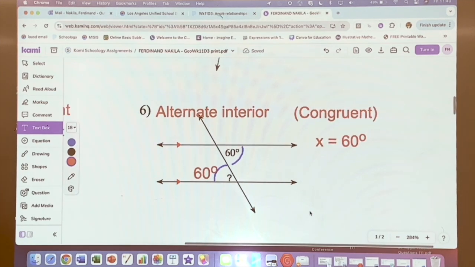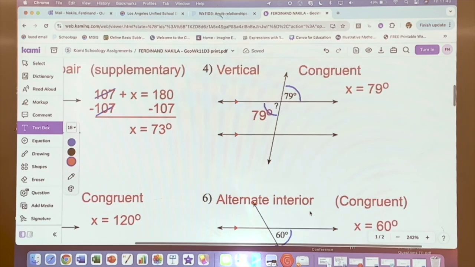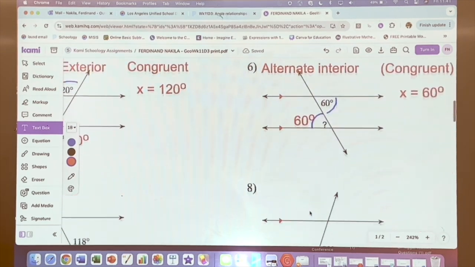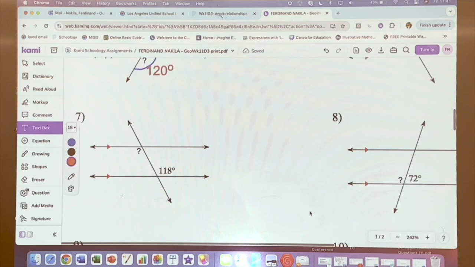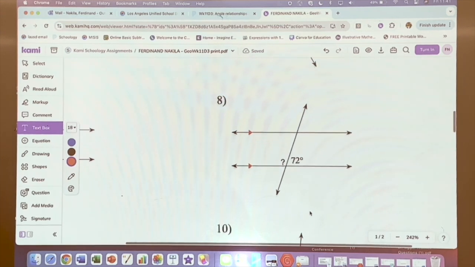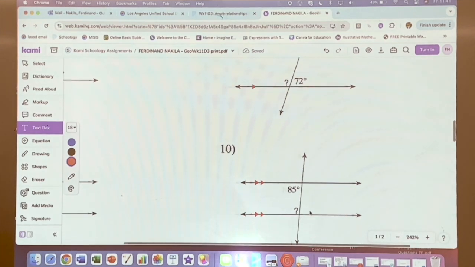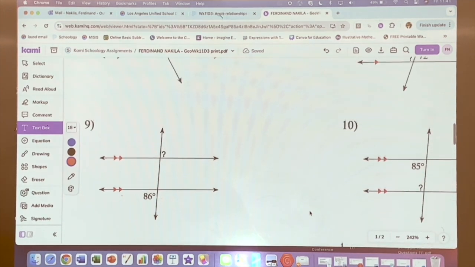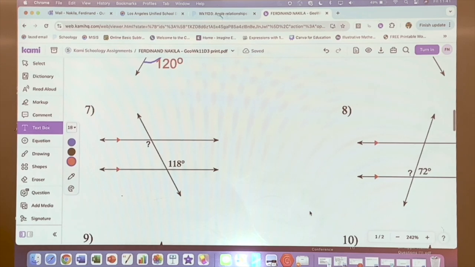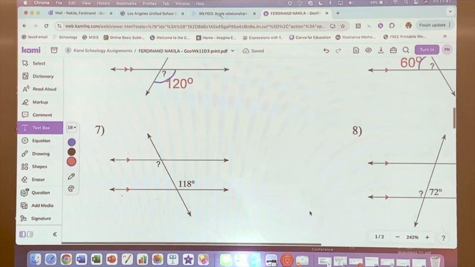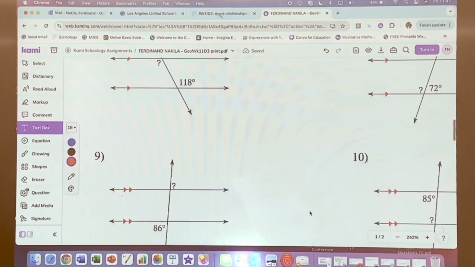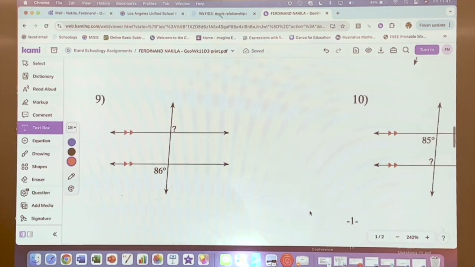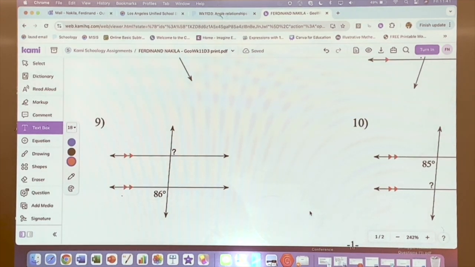Do we have examples of all, or are we missing one? We're missing one more. We already had adjacent. Do we have consecutive interior, alternate? We don't have an example of corresponding. Yeah. Okay. So we'll move to the next one. We'll stop this video here.